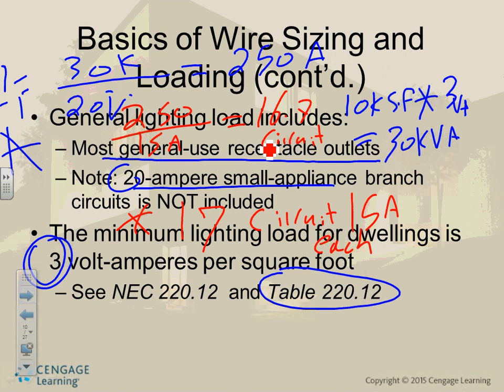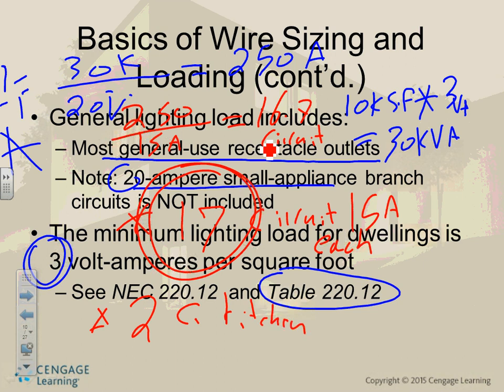All the lights in the house and all the general purpose receptacles. Now there are other special circuits that will be added to it. In addition to the 17 that he's going to have for all his lights and all his receptacles, count the following. He needs one more circuit. You need two circuits for the kitchen receptacles. So we need two circuits for the kitchen.